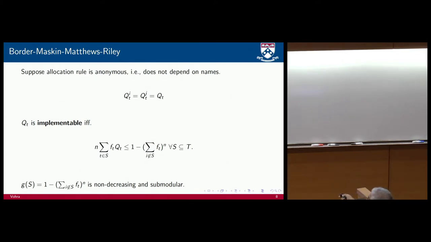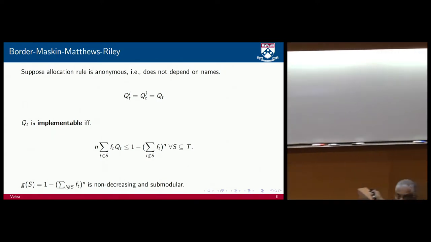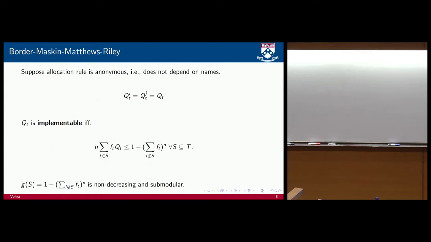Don't ask me for the entire history. That would take a bit longer, but here's the result: a collection of these capital Qs is implementable if and only if the following collection of inequalities is satisfied. On the left-hand side, I've got N, the number of agents. In my example, it was 2. I've got S, a subset of types. Over here is the probability that an agent has type T, and this is the interim expected quantity that an agent of type T gets. So the left-hand side represents the expected quantity of the good that goes to agents whose types lie in the set S.